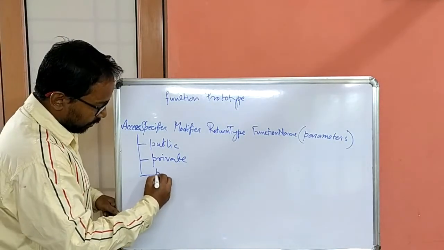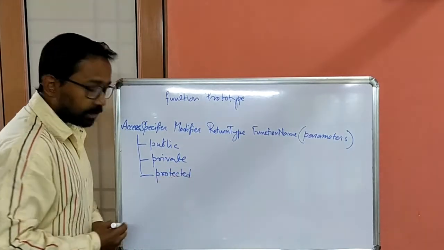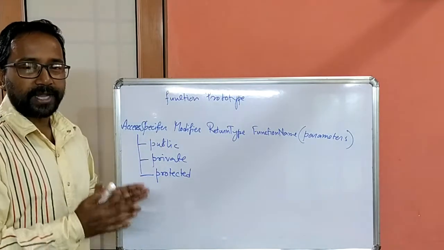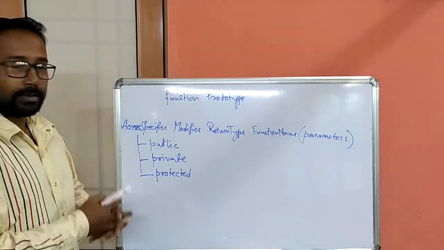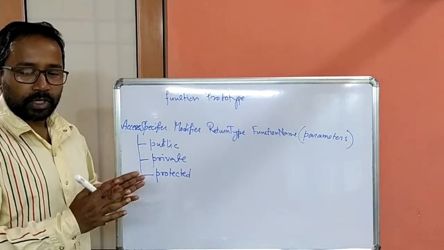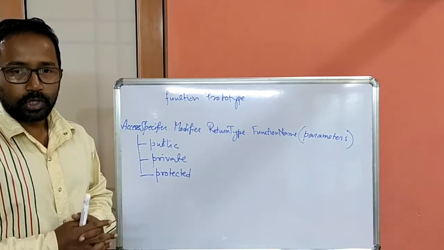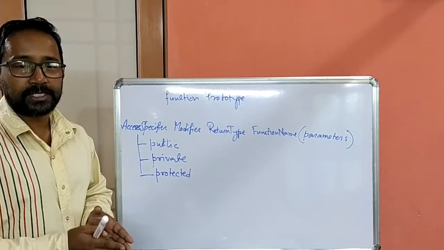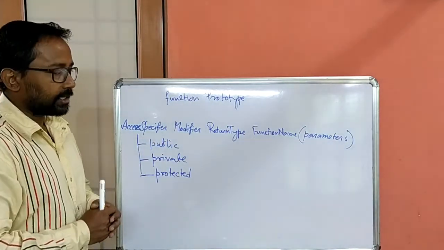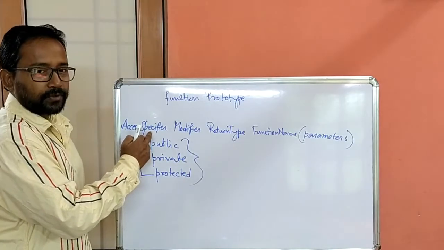Next is protected. This protected access specifier indicates that the function can be accessed by all the subclasses of the class in which the function is declared and defined. That means protected means all child classes of my class can access my function, and my friend classes also. The friend classes means the classes present in the same package along with this class where this function is declared as a protected member. So these are the 3 keywords we can use at the place of access specifier.